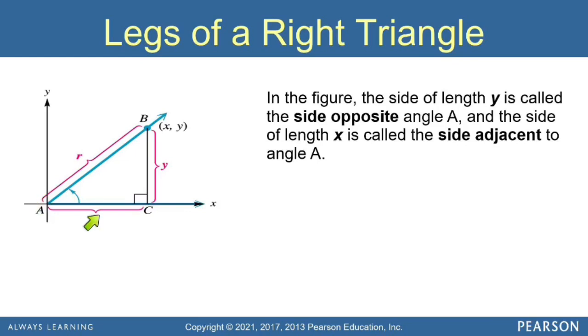So we've always talked about the horizontal side being x, the vertical side being y, and the hypotenuse being r. But we could also say that this side of length y is the side opposite from angle A. And we could say that the side of length x is adjacent to angle A. And of course, we know that the side of length r is the hypotenuse. It's also adjacent to angle A, but we don't call this side adjacent because it's the hypotenuse. The terms adjacent and opposite only apply to the legs.